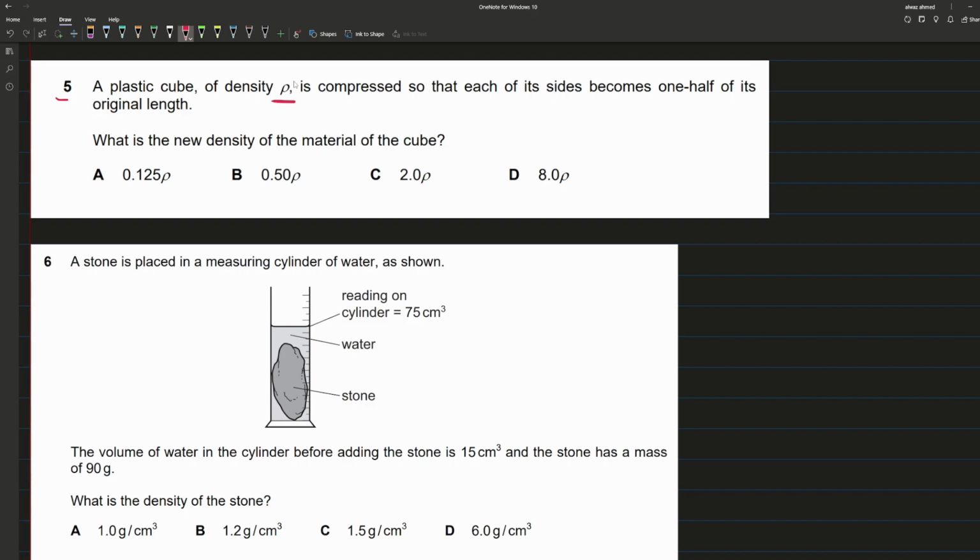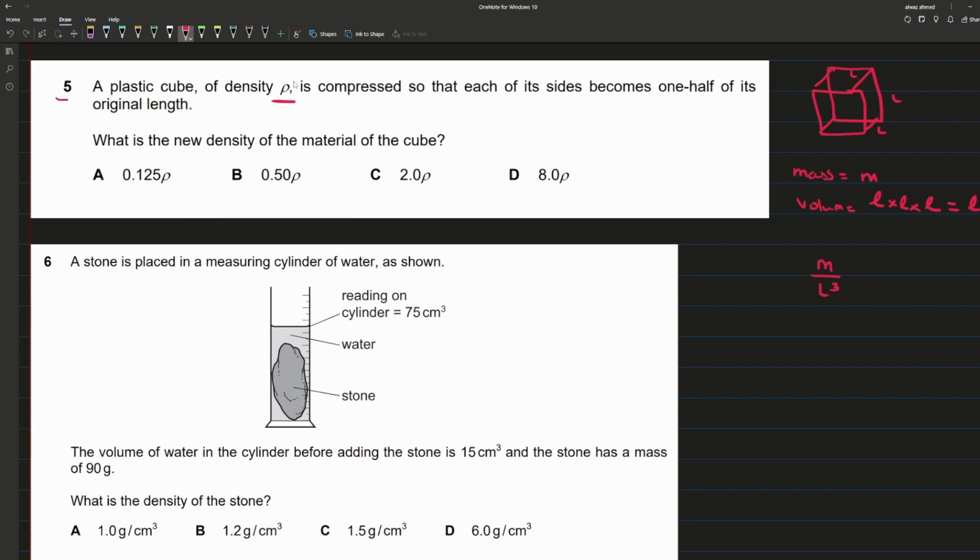Okay, so let's try and understand what was the original density. So we've got a cube here. We will say that the mass of the cube is M and each of its sides is L. So the volume of the cube will be L multiplied by L multiplied by L, which is L cube. So the density for the original cube will be M divided by L cube.